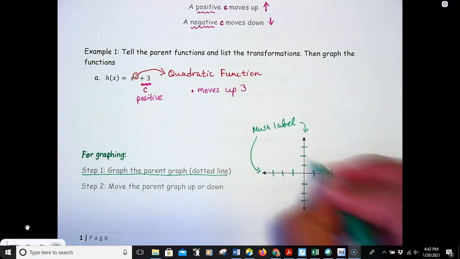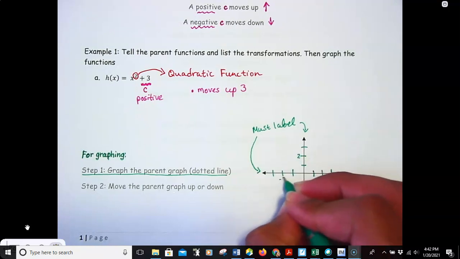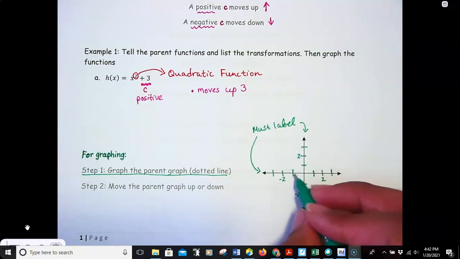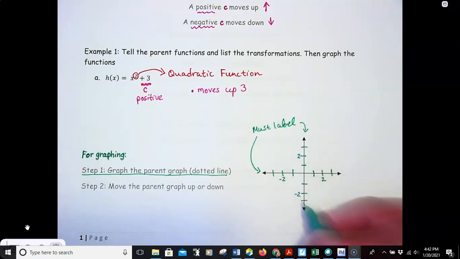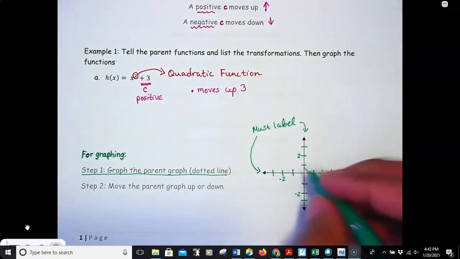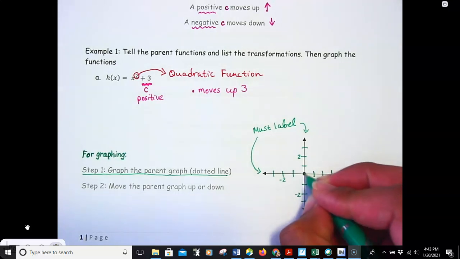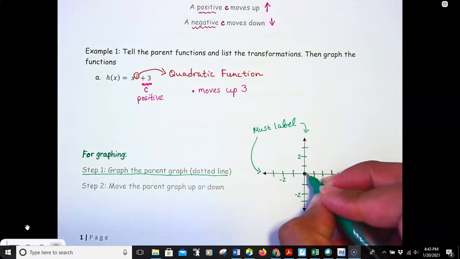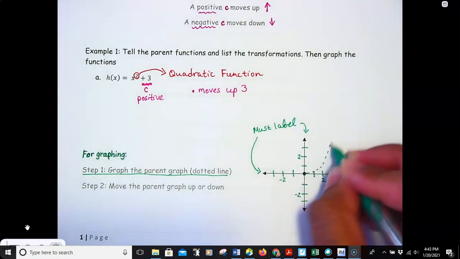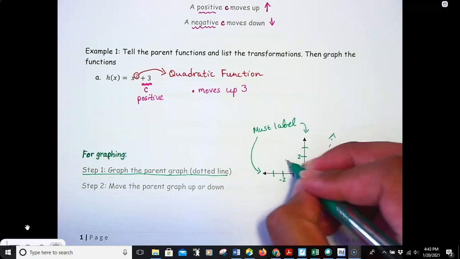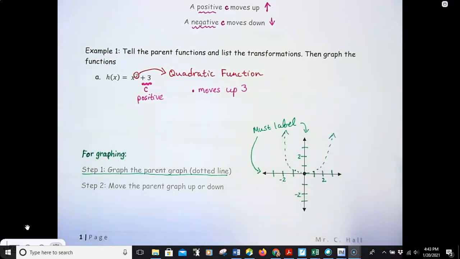Make sure we label. And so with that, you should be able to say that's 1, 2, 3, 1, 2, 3, negative 1, negative 2, negative 3, negative 1, negative 2, negative 3. Here we're good. All right, so we labeled it. So now let's go ahead and do our parabola. Quadratic functions have parabolas in them. So here, we're going to do our U-shaped graph, parabola. All right, so we got that going.